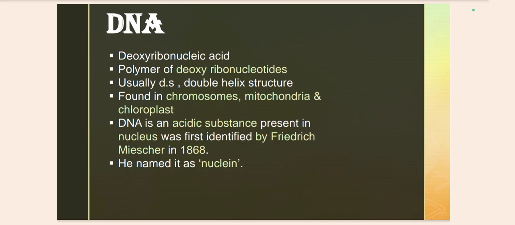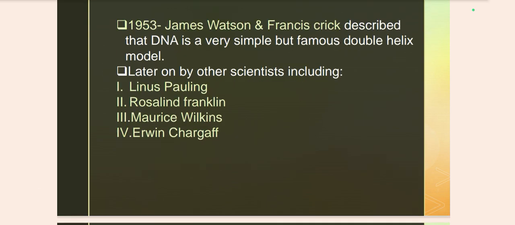DNA is an acidic substance present in the nucleus and was first identified by Frederick Miescher in 1868, and he named it nuclein. After Frederick Miescher, we have James Watson and Francis Crick in 1953, and they described DNA with a very simple but famous double helix model. After Watson and Crick, there were other scientists including Linus Pauling, Rosalind Franklin, Maurice Wilkins, and Erwin Chargaff.